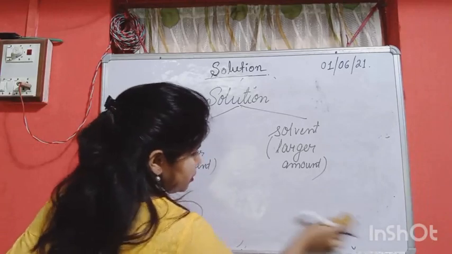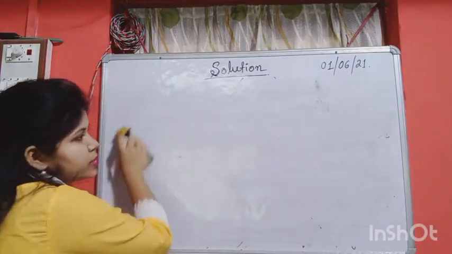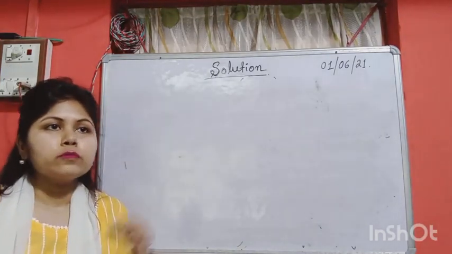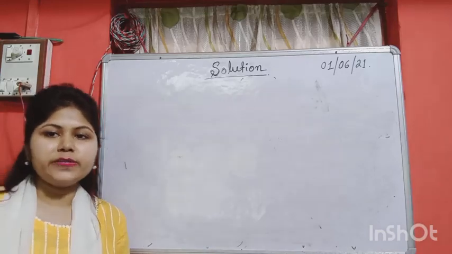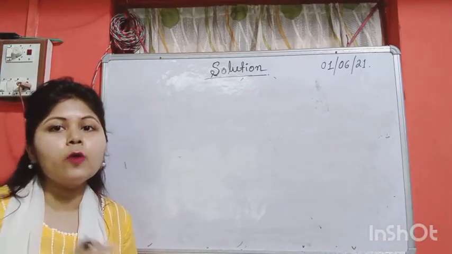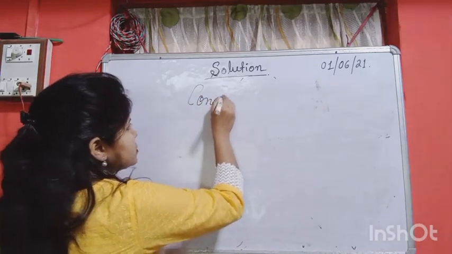Next, you have understood, I think, what a solution is. Next, we should know whether the solute is present in more amount or the solvent is present in more amount. For that we have to know how much quantity is present. So for that we have to write the concentration terms.